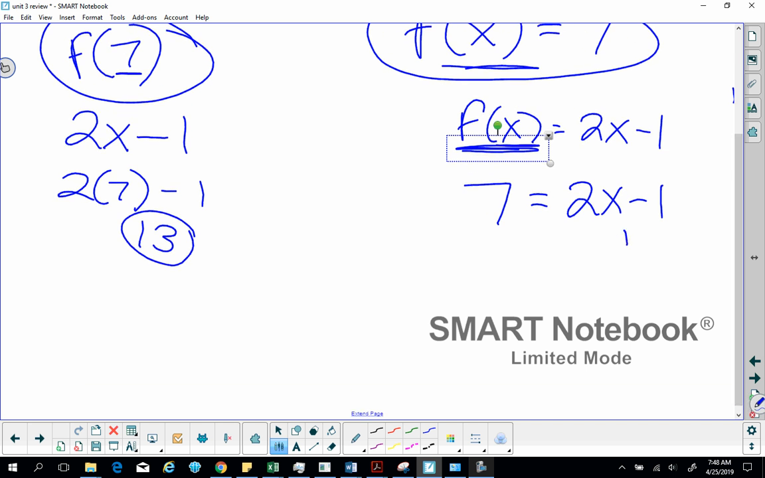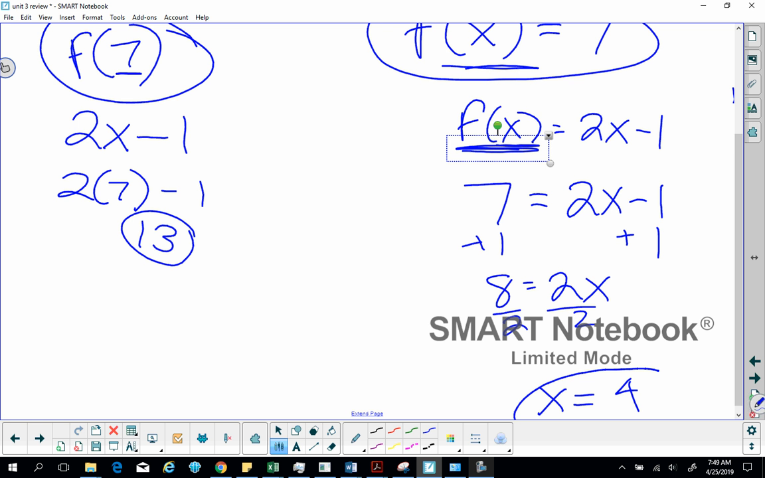How do I get 1 to the other side? Add 1. And you get 8 equals 2x. Then what do you do? Divide. What do you get? You're going to end up getting 4. So if he were to scroll on this table till 4, he would see that x, y. Do you get the difference?